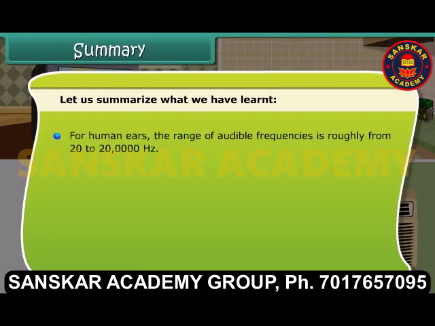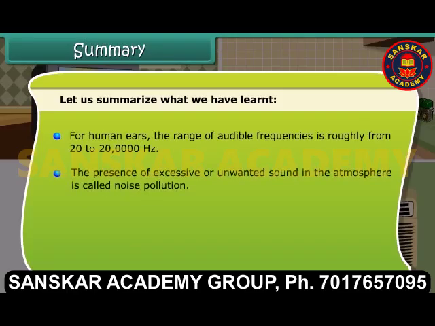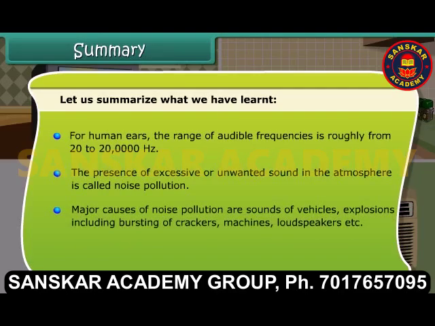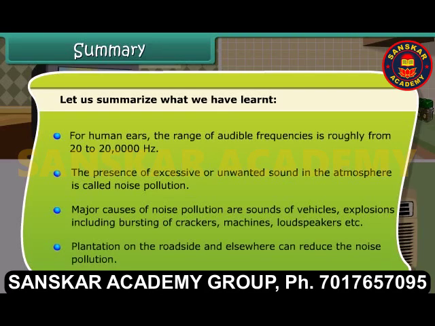For human ears, the range of audible frequencies is roughly from 20 to 20,000 Hz. The presence of excessive or unwanted sound in the atmosphere is called noise pollution. Major causes of noise pollution are sounds of vehicles, explosions including bursting of crackers, machines, loudspeakers, etc. Plantation on the roadside and elsewhere can reduce noise pollution.